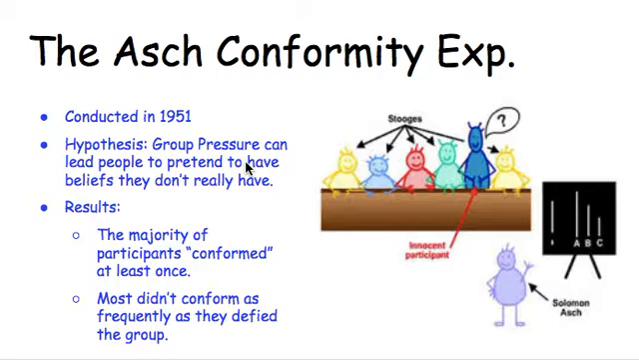So that's the Asch Conformity Experiment. To summarize, it was conducted in 1951. The hypothesis was that group pressure can lead people to pretend they have beliefs they don't really have, and the results pretty much confirm that hypothesis. The majority of participants conform at least once, but half of them stick to their guns more often than they conform, which is a significant point.